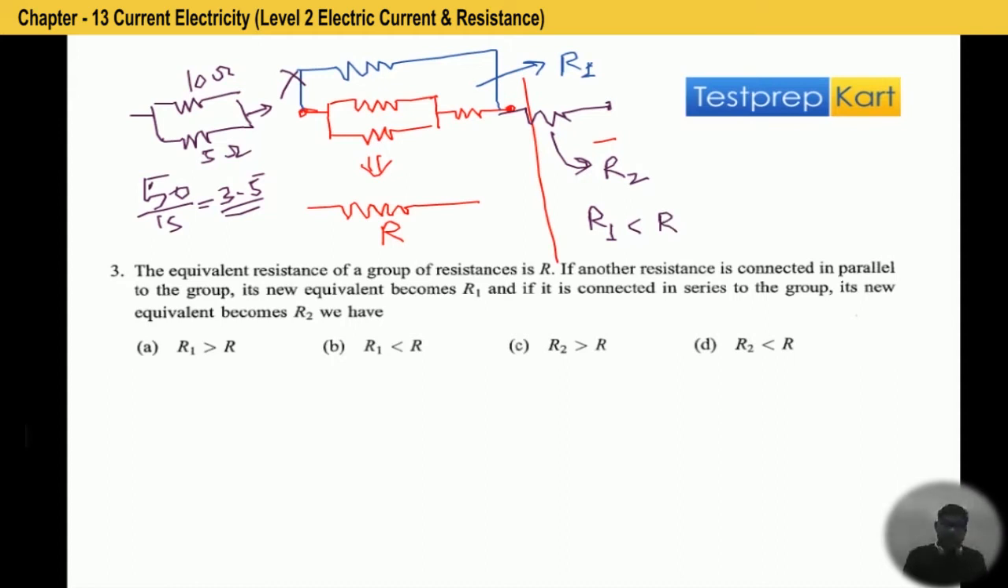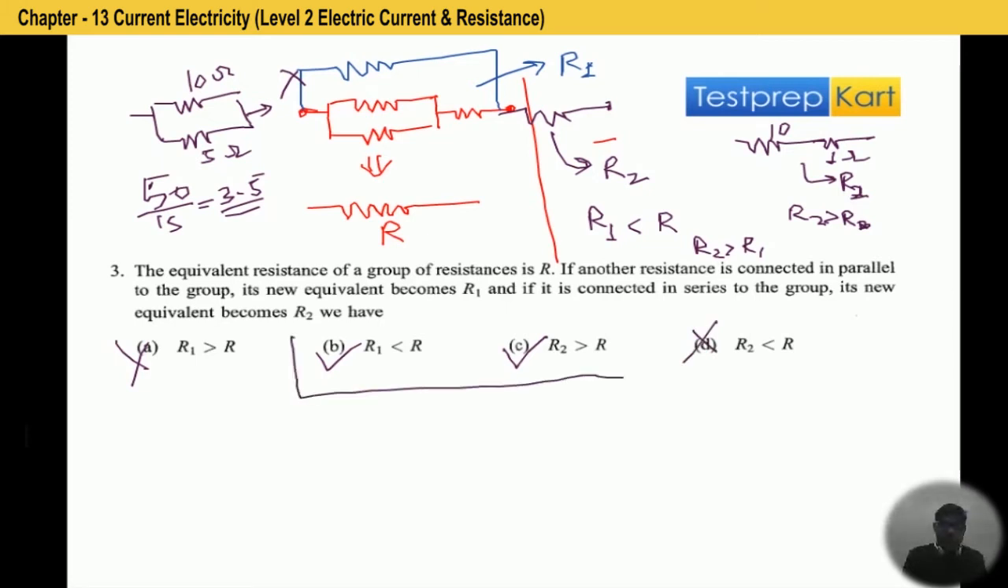On the other hand, if we connect resistances in series, doesn't matter what value, then the net value we get will be greater than all the resistances involved in this circuit. So we can say R2 is greater than R, or R2 is greater than R1. So let's see the options. First, R1 is greater than R. It is not right, R1 is less than R. Correct. R2 is greater than R. Correct. R2 is less than R. It is not right. So options B and C are correct for this question.